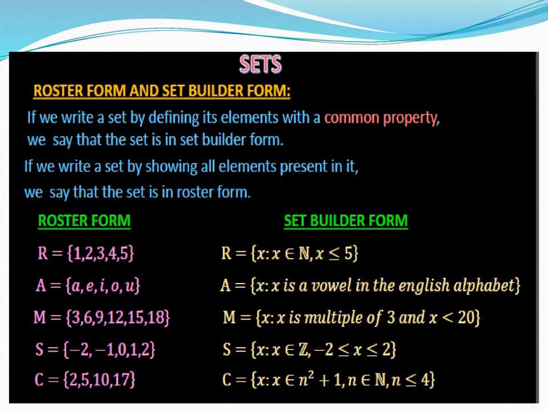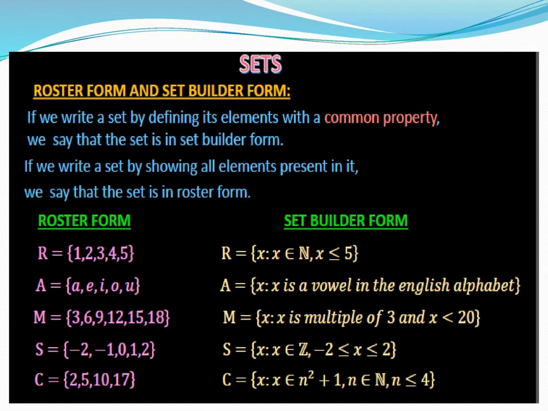Here we define the elements with one common property. So you can represent sets in two types: first, roster form, and second, set builder form. When we show all the elements present in the set, the set is in roster form. When we write the set using a common property, the set is in set builder form.